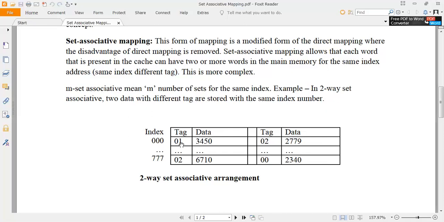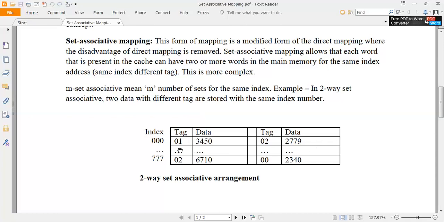So what does each index contain? Two bits for the tag and 3450, that is 4 bits for data. These are in octal representation. So in binary, that means 12 bits of data plus 6 bits of tag. So 12 plus 6 is 18.